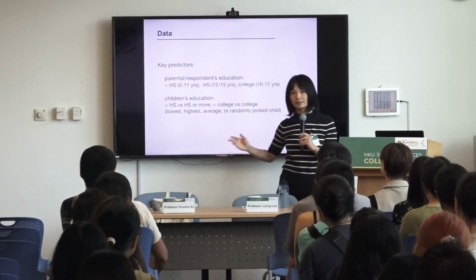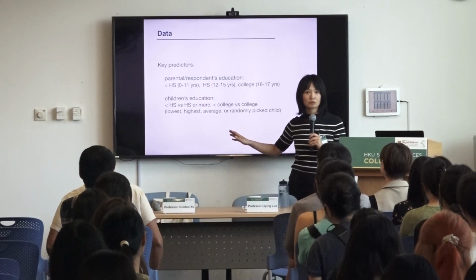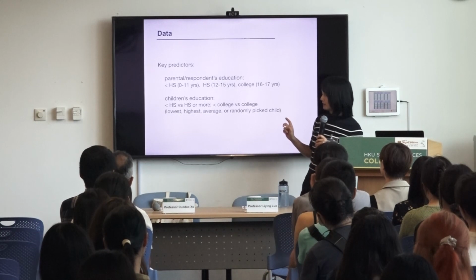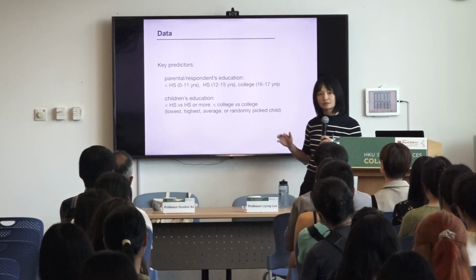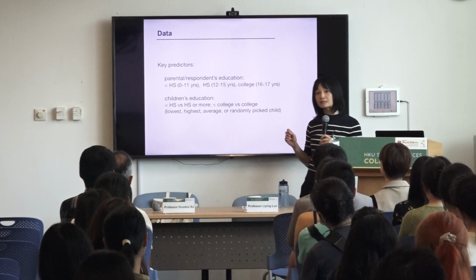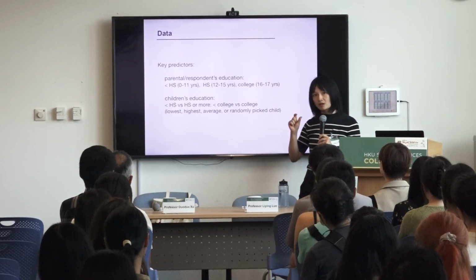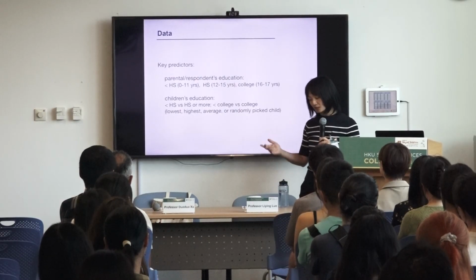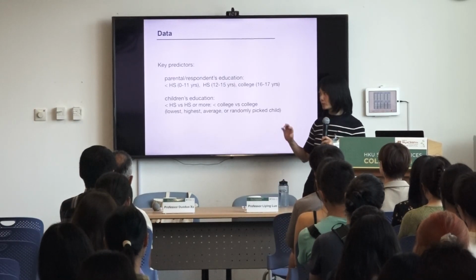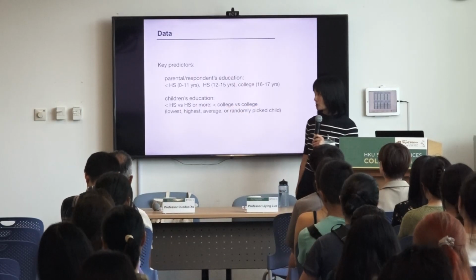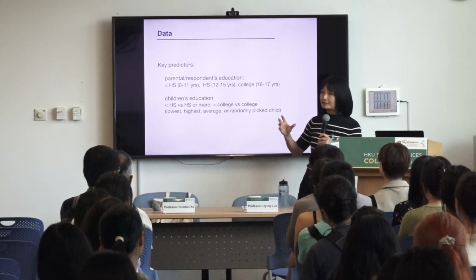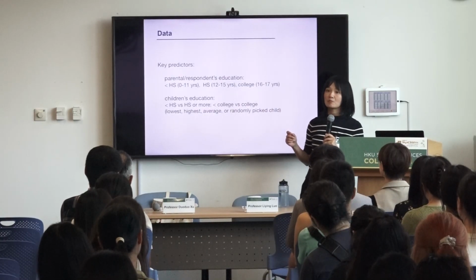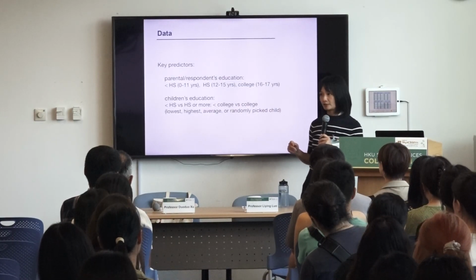Interestingly, all the results based on different ways of measuring children's education give us very similar results. Although I do want to note, and I can talk more about that during the discussion, that if you use the least educated child's education, the reduction is the most prominent, although there is no statistically significant difference depending on which child's education measure you're using. But at least qualitatively, you can see that it's the least educated children that provide the most health inequality reduction.